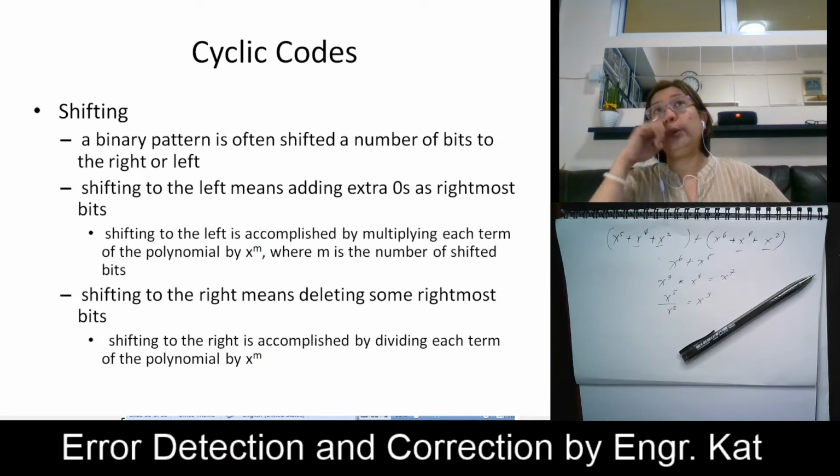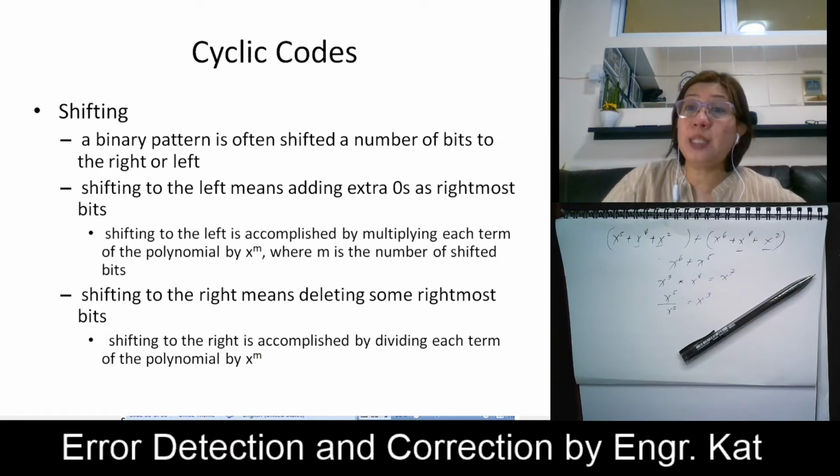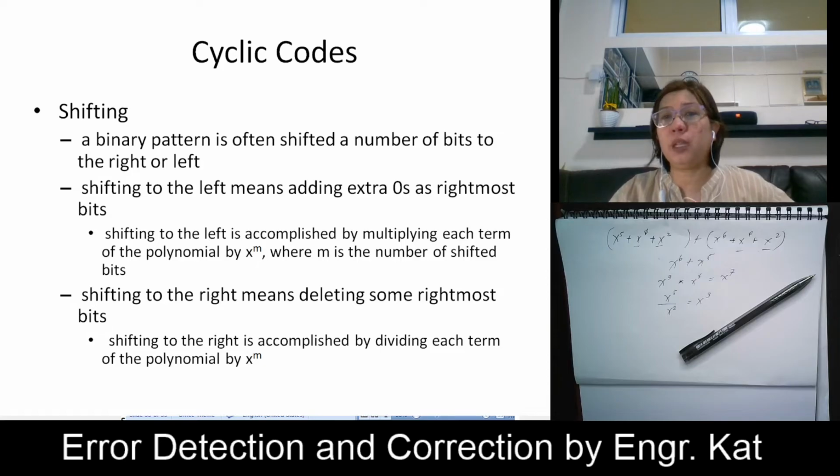This means shifting to the left is accomplished by multiplying each term of a polynomial by x raised to m, wherein m is the number of shifted bits. For example, you want to shift 3 bits to the left, or 2 bits to the left, and so on. Shifting to the right means deleting some rightmost bits. Shifting to the right is accomplished by dividing each term of a polynomial by x raised to m.